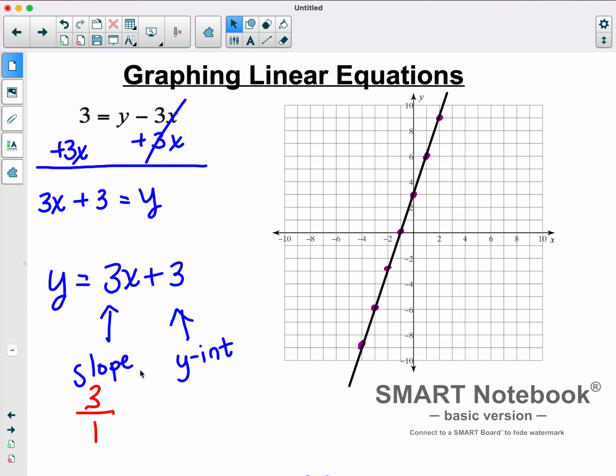Each time you just want to solve your equation for y and collect all of your variables and combine like terms. Then you'll start to see the slope and the y-intercept.